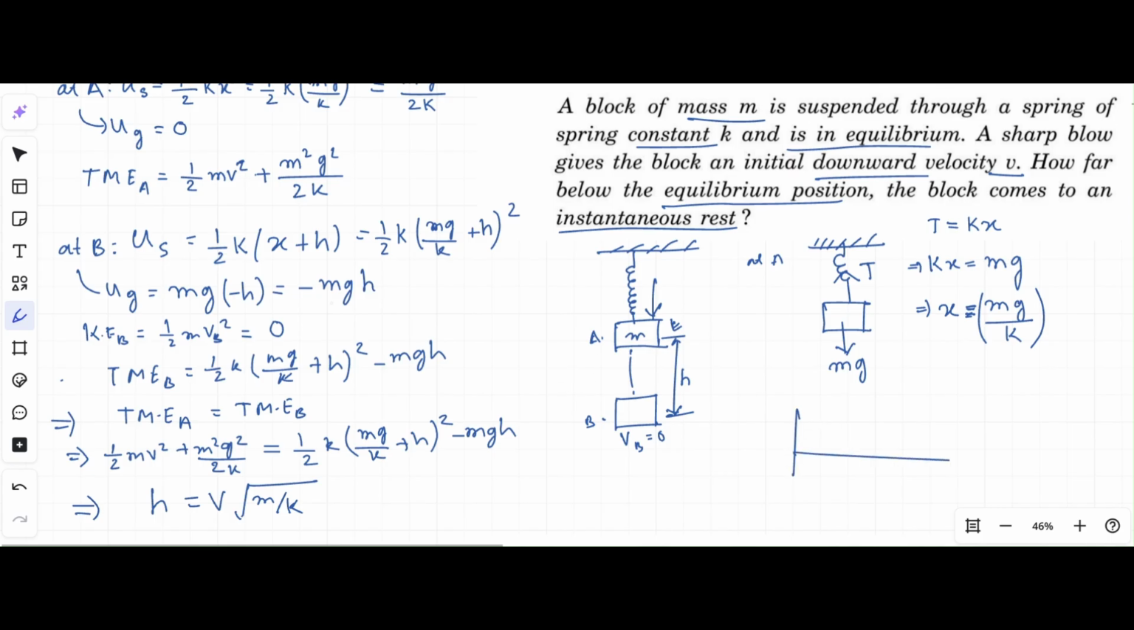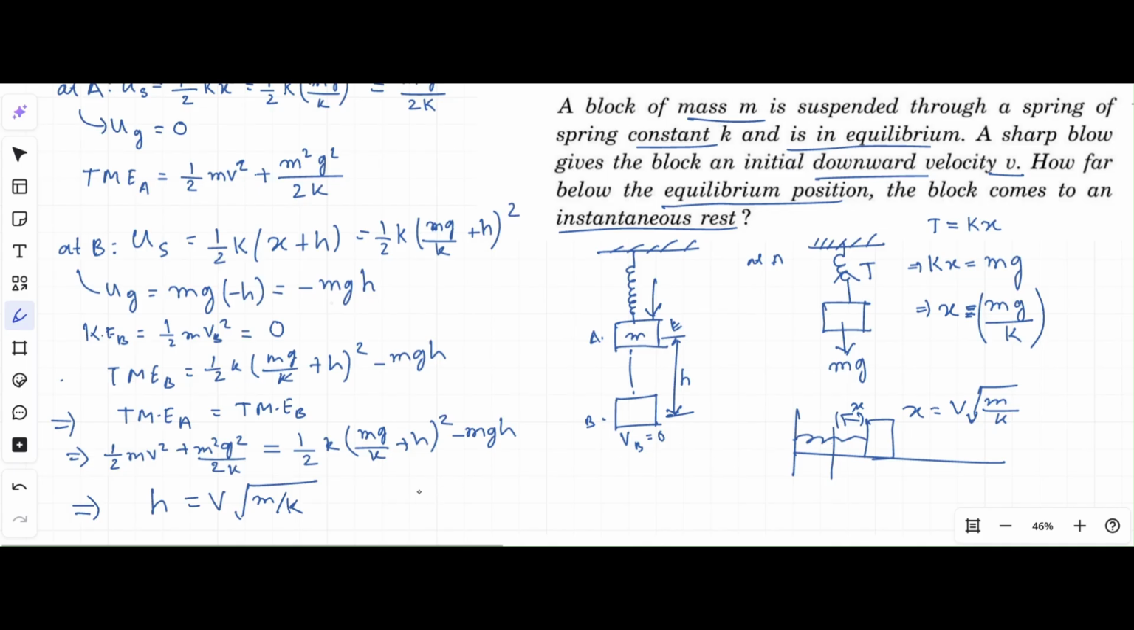In the last question, the block was there and some force was applied, it moved a certain distance and came to rest. What is x, the distance it traveled in the horizontal direction? That was also x equals v under root m by k, where v was the initial velocity, m was the mass of the block and k was the spring constant.